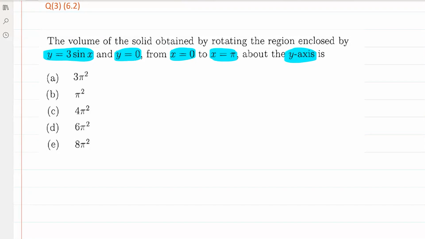Okay, there are some students who gave an answer. Let's wait. Same advice: if you want to find the volume, it's better to graph. It's better to graph.